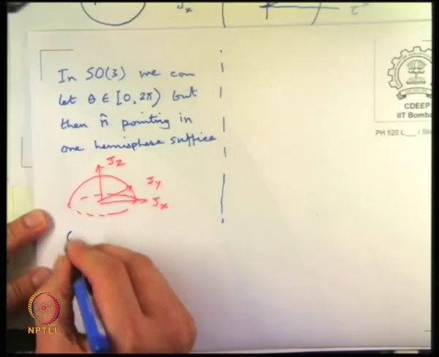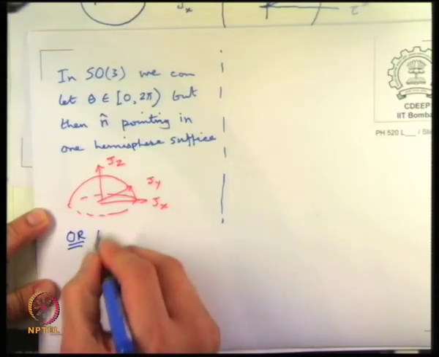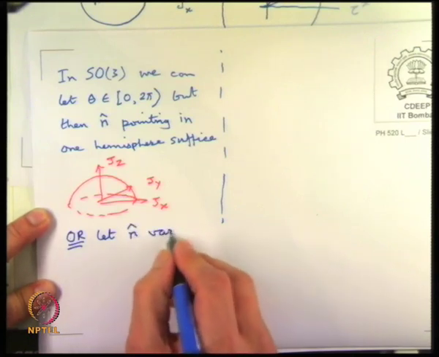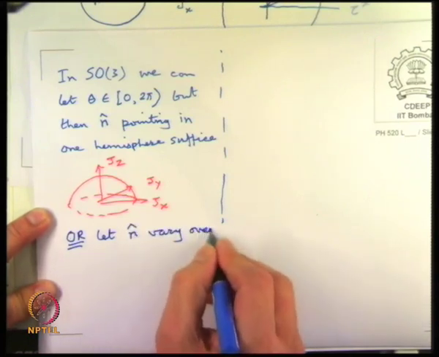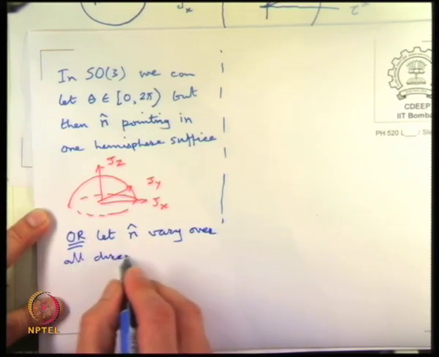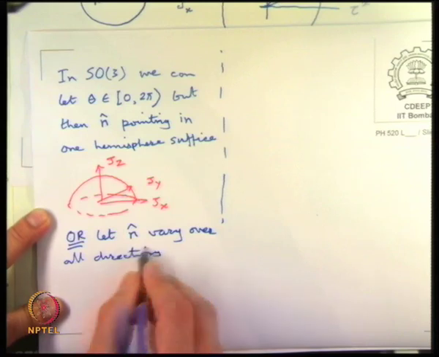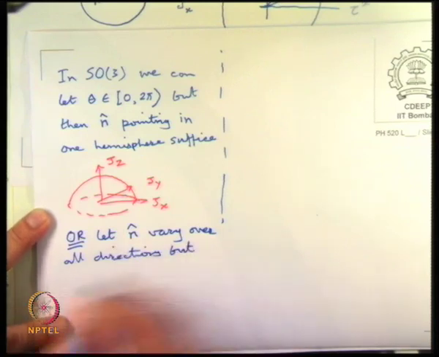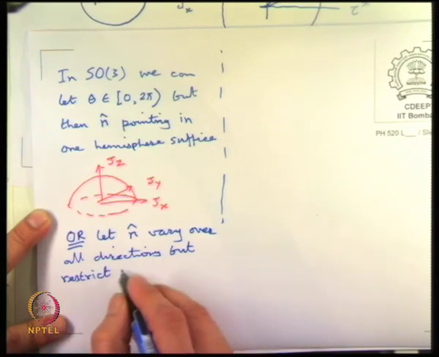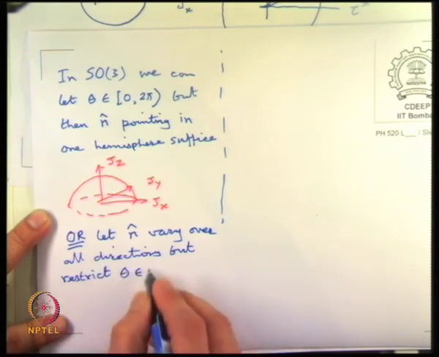Or I restrict myself to, or let n cap vary over all angles, all directions, but restrict theta to belong to 0 to pi.